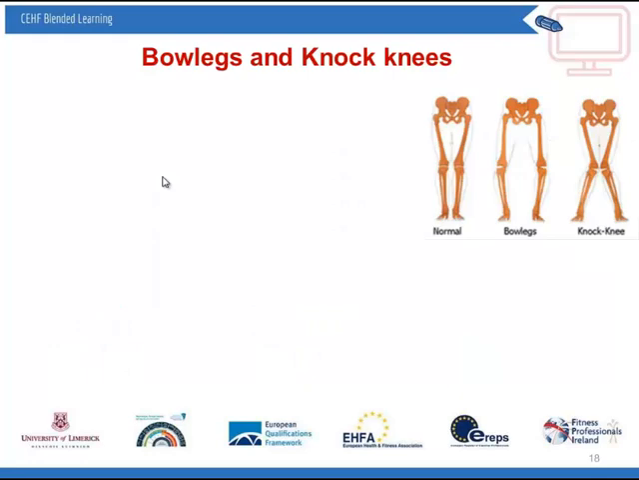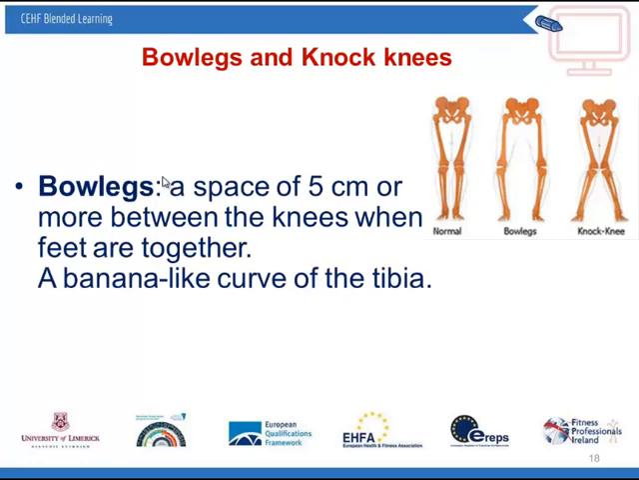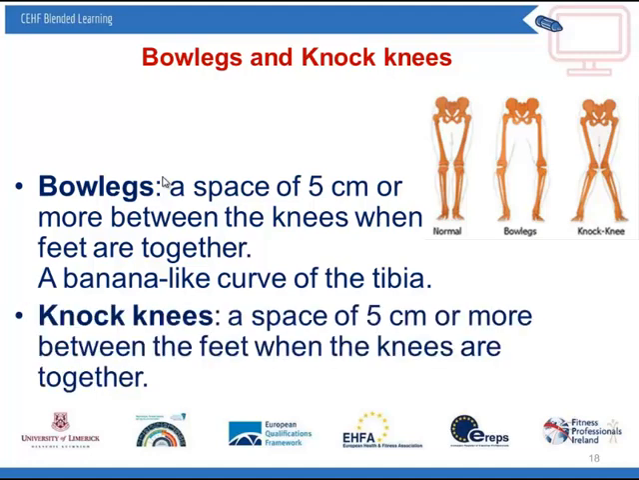Bow legs and knock knees. Bow legs occurs when there is a space of 5 centimeters or more between the knees when the feet are together. So it looks like a banana-like curve of the tibia. And finally, knock knees, and this occurs when there's a space of 5 centimeters or more between the feet when the knees are together. So it looks as if the legs are splayed from the knees downwards.